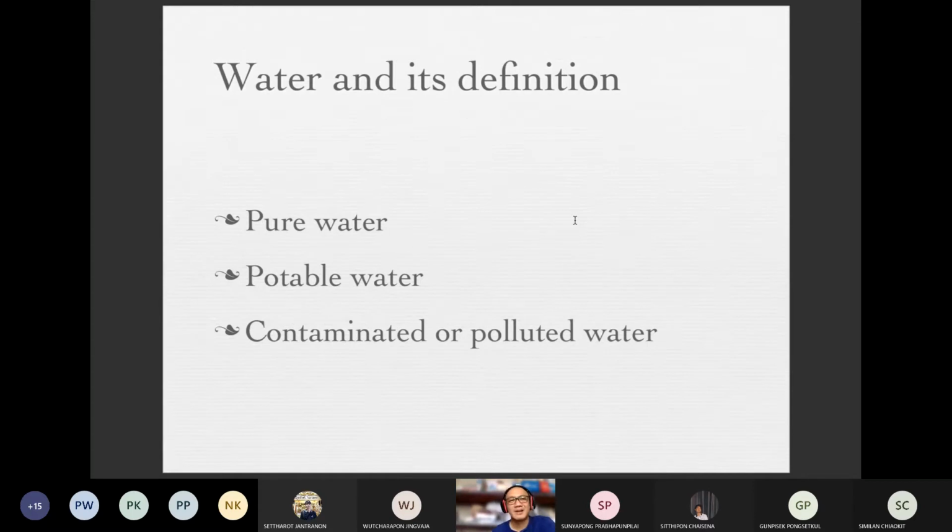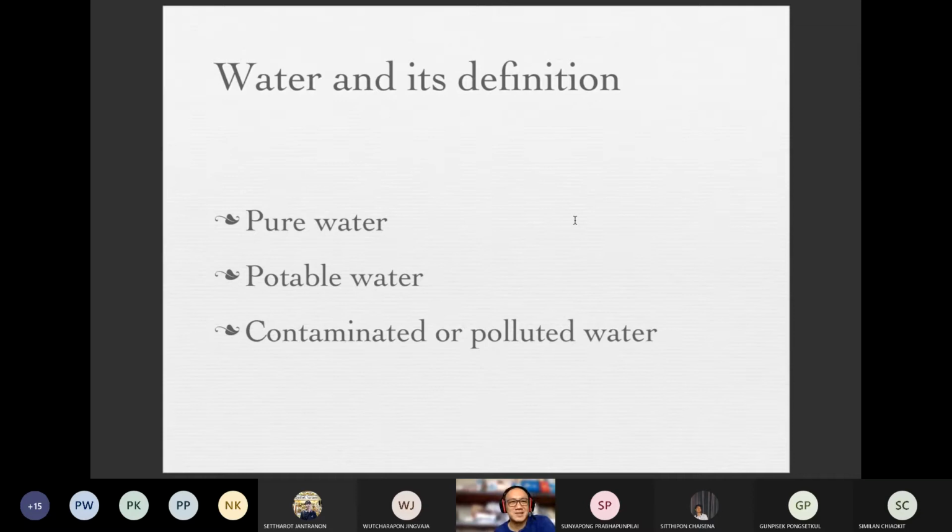But the water that we can consume or use is not free of everything. Some of the minerals get dissolved, some of the contaminants and impurities get in there, but it doesn't cause any harm to human beings. So in that case, we normally call it potable water.